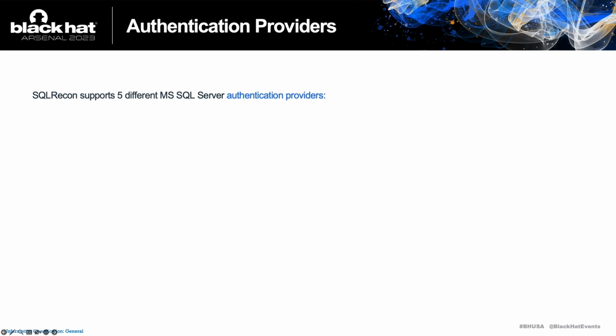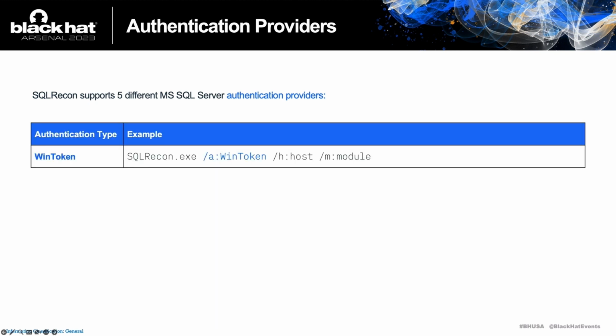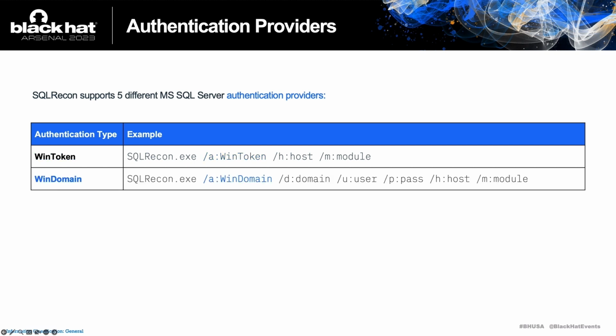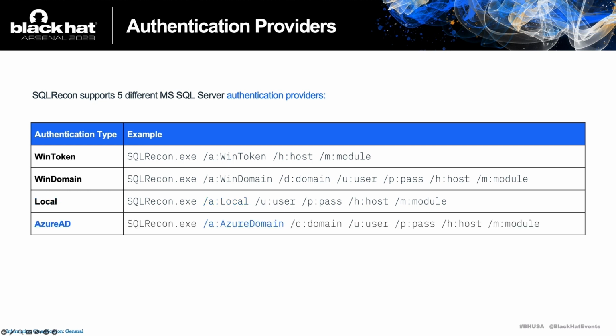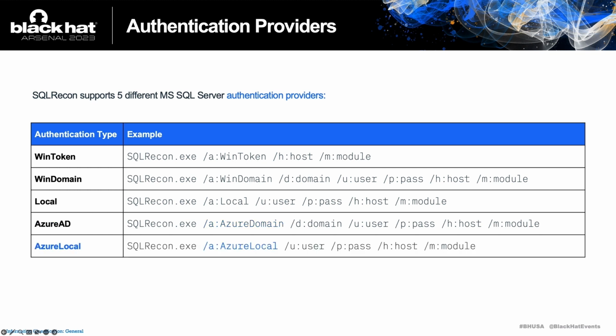Let's talk about some of the ways that SQLRecon can connect to a SQL database. The first is just using the current user's token, whether it's a domain user or a computer account. Next, we have a new provider called WinDomain, which allows you to specify domain credentials. Of course, if you've found some credentials in a file somewhere and it's just a local set of database credentials, you can use those too to connect with SQLRecon. And this is useful if the server may not even support Windows authentication. SQLRecon also supports connecting to databases hosted in the Azure cloud using Active Directory or Azure Active Directory credentials. Lastly, another new provider is that you can also connect to Azure databases using local database credentials.